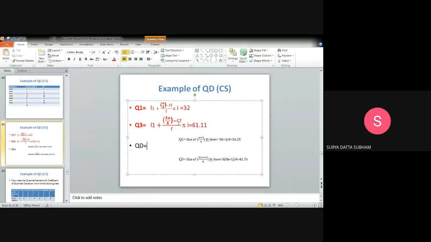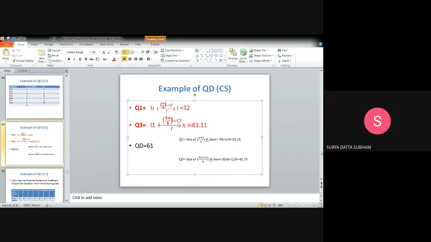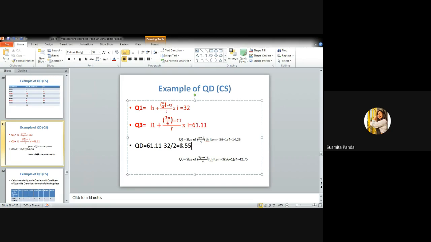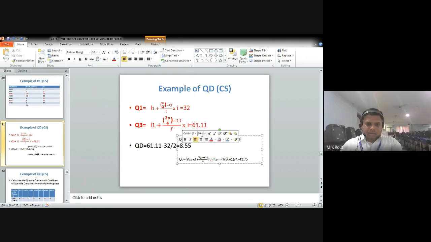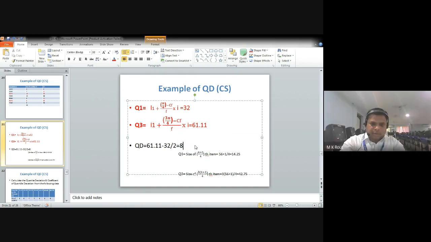QD is 14.55. Let me simplify this one. This is 61.11 minus 32, divided by 2. How much? So it's 14.55. Sir, 14.55. So that is 14.55.